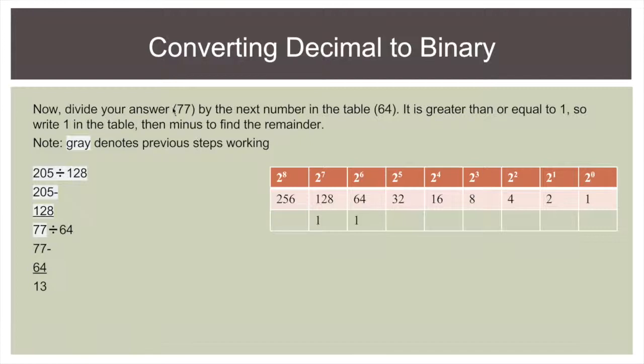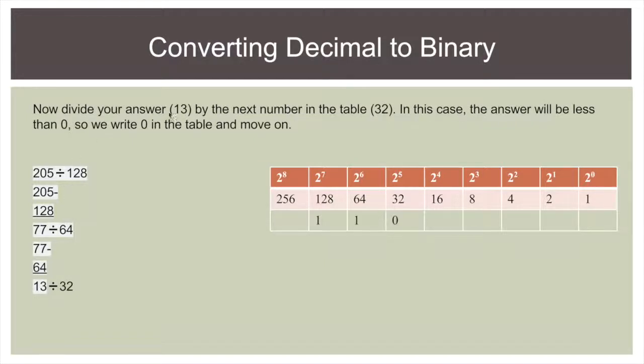So now we divide our answer, which was 77, by the next number in the table, which is 64. It's greater than or equal to 1, so write 1 in the table. So we've got 77, we divided that by 64. 77 minus 64 equals 13. Notice I'm leaving the working here that you can see before, and any working from the previous step is written in grey. So really easy. We take 77, we divide by 64, we realise it's more than 1, we put 1 there, work out what the remainder is by minusing, we have our answer that we use in the next step of 13.